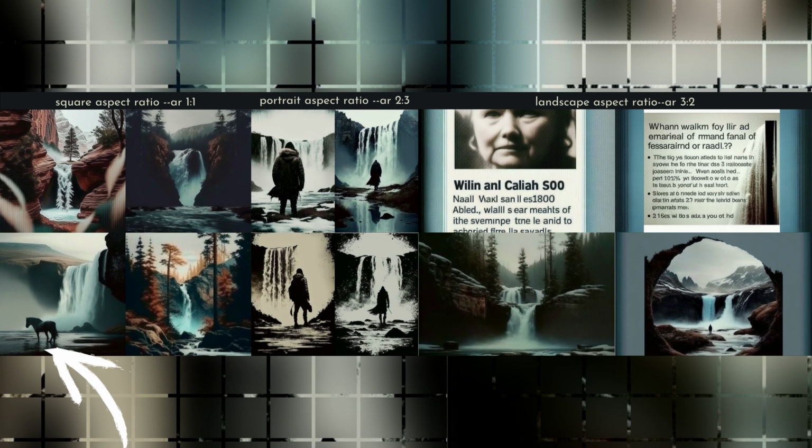I like the horse with the waterfall in this image. But my favorites are in the portrait aspect ratio. We get a mix of photorealistic photography images and stylized images of mostly guys with capes looking at a waterfall.